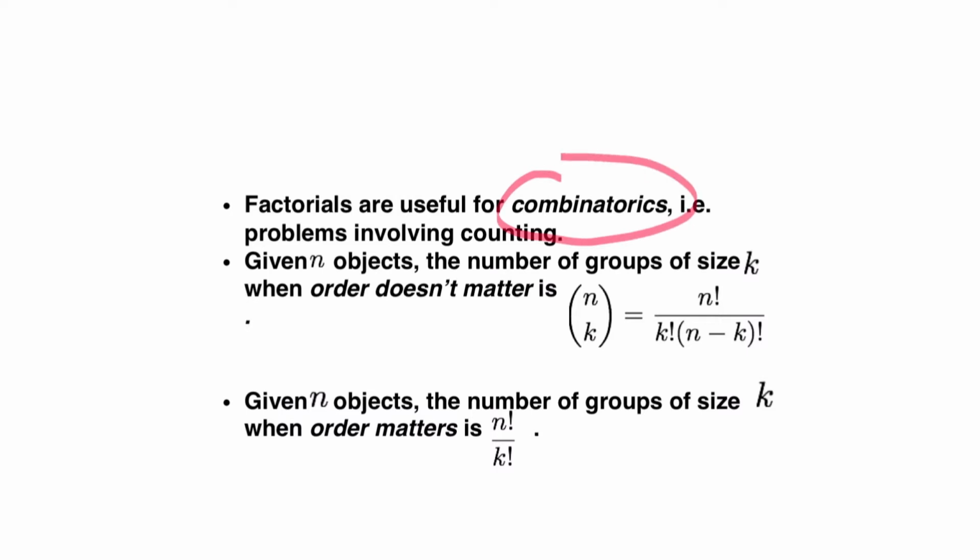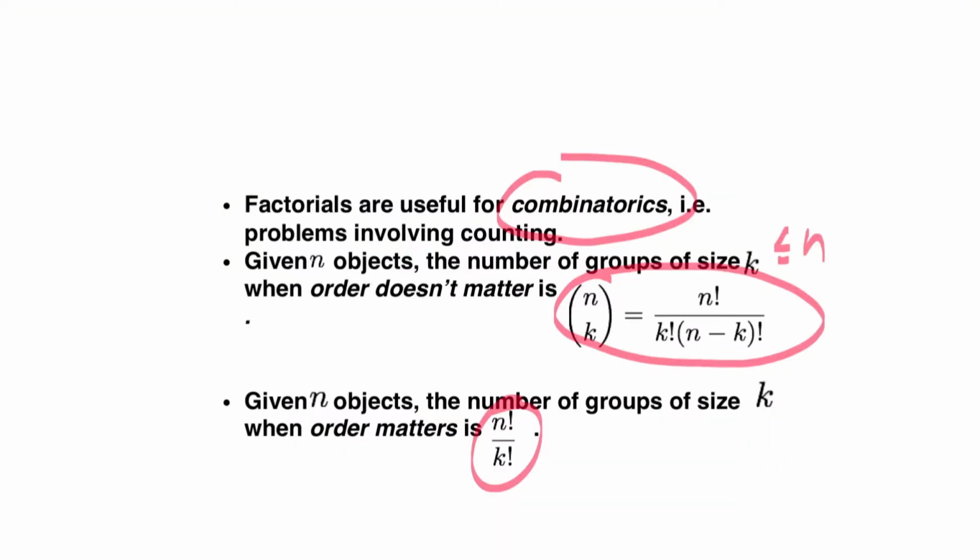If I have n objects and I want to look at groups of size k, which should be, of course, less than or equal to n, and I don't care about the order within the groups, then the number of groups of size k is n choose k, given like this. So again, this is for forming groups where I don't care what the order within groups is. If I do care about the order within groups, then I actually have a bigger number of possibilities. I have n factorial over (n minus k) factorial. So in general, this is larger.